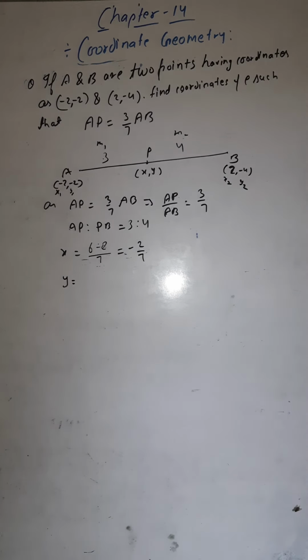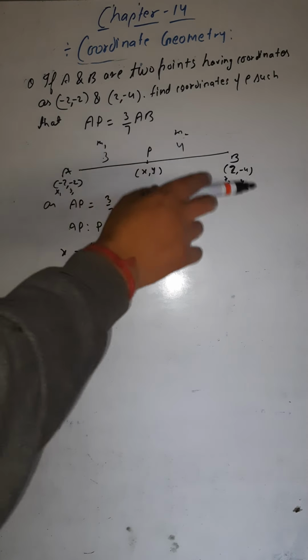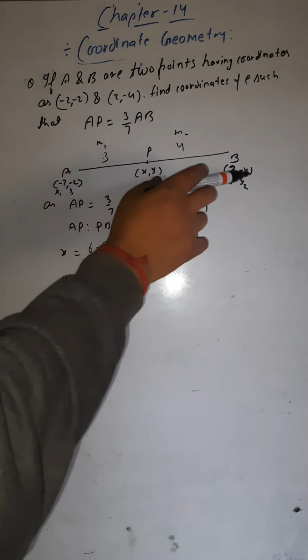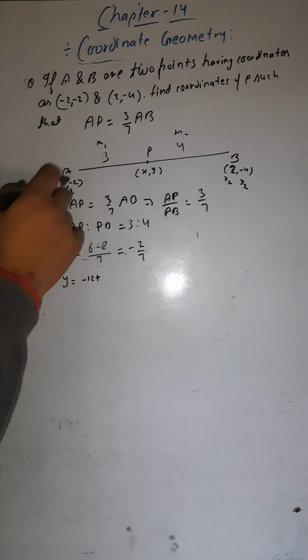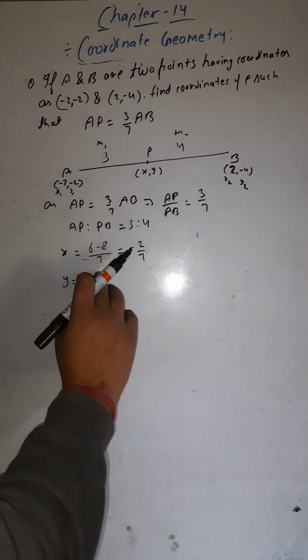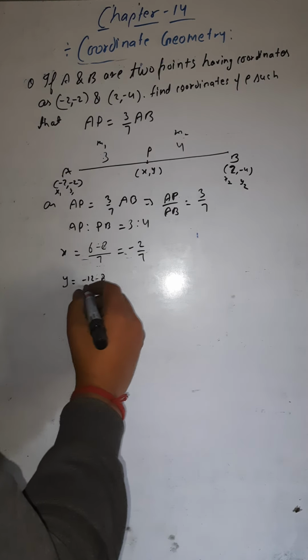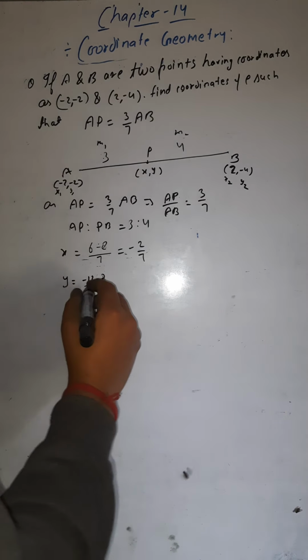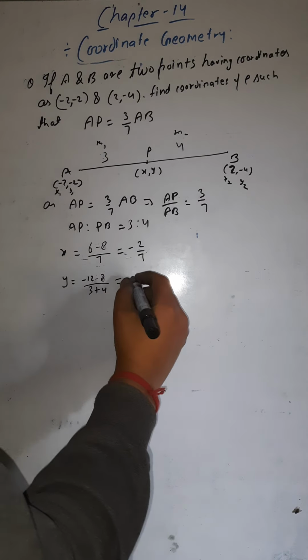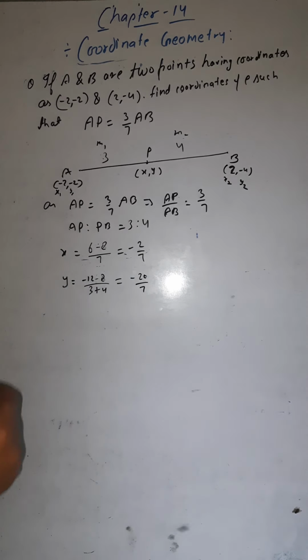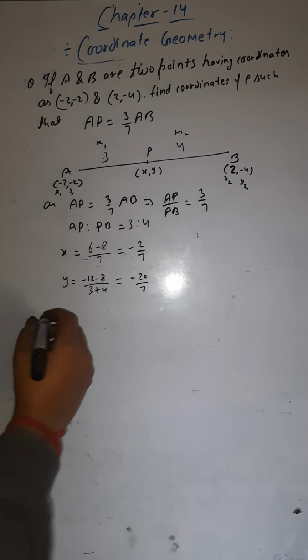Similarly, you can get the value of y also, that is m1 y2 means 3 times 4, 12, minus 12 it is, plus m2 y1, 4 times 2, 8, means minus 8 it is, divided by m1 plus m2 means 3 plus 4. So the answer would be minus 12 minus 8, it would be minus 20 by 7.